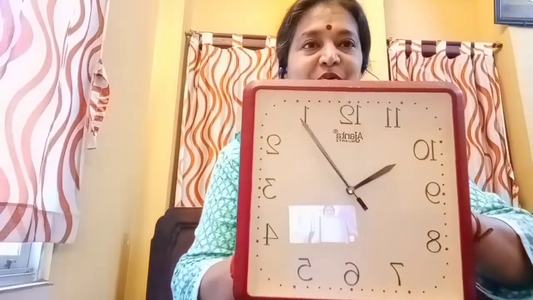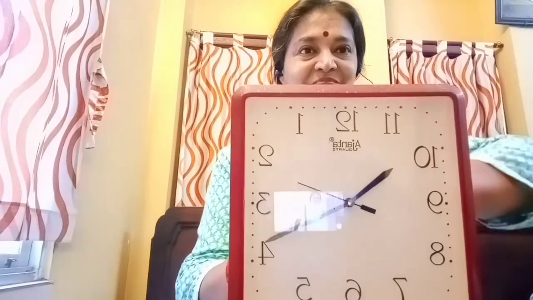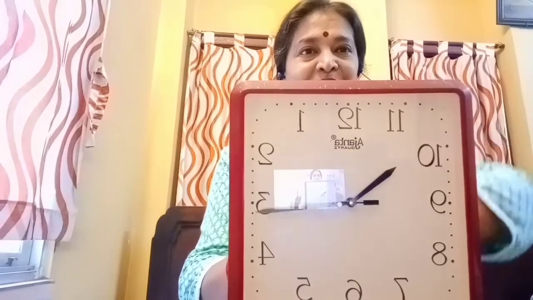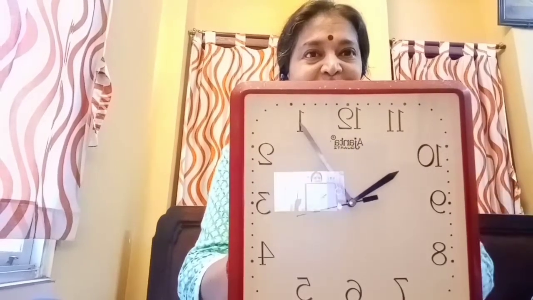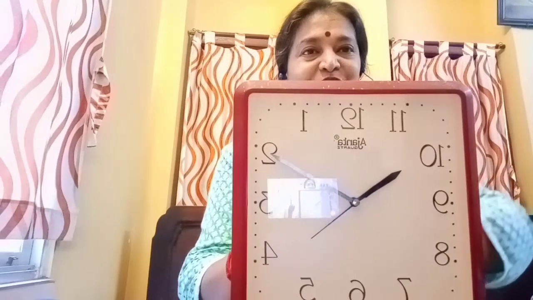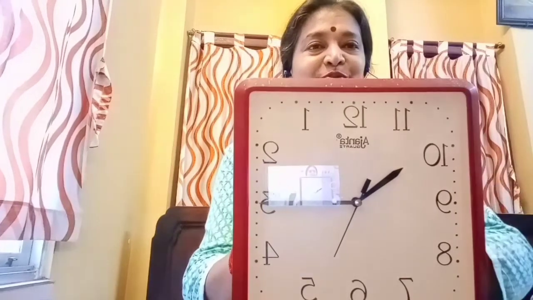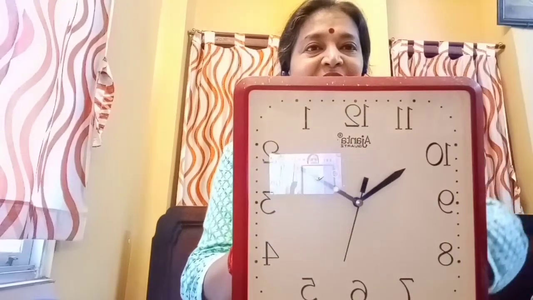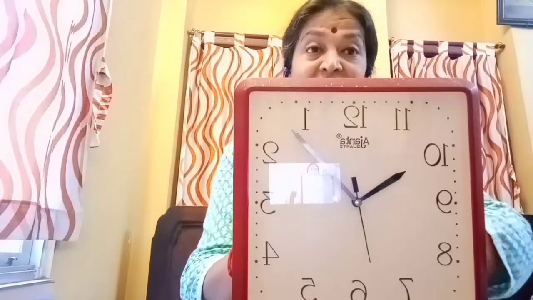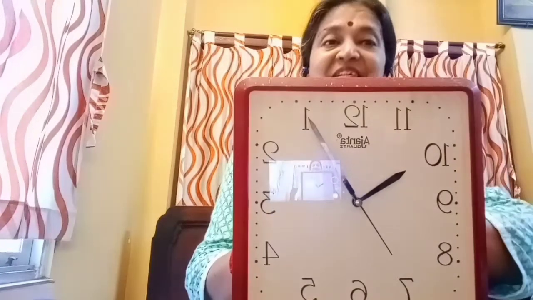Let me fix it on the table so that I can easily show you. See how fast it is. Now it is on 4. I am moving this long hand. It is going to 1. Now it is going to 2. Let's check where it will stop. It is going to 3. So this long hand which is moving, it has another name. What is the other name? It is called the minutes hand.